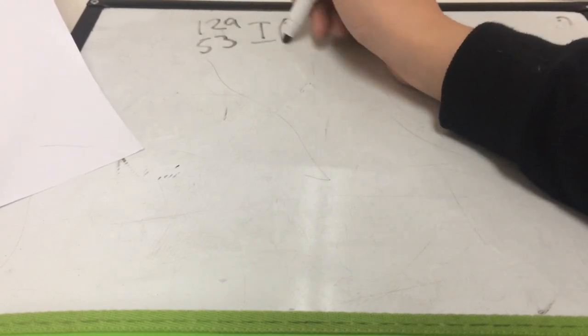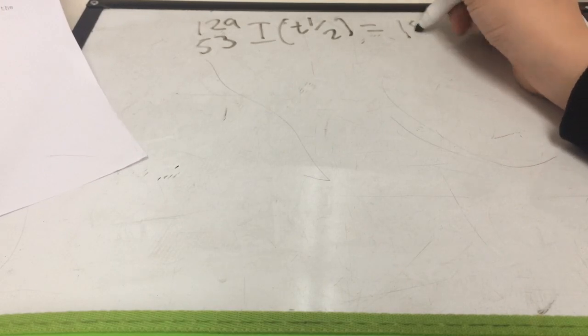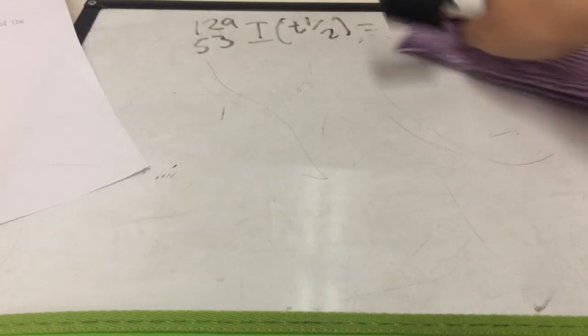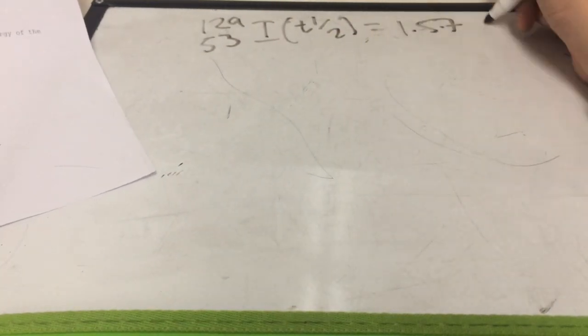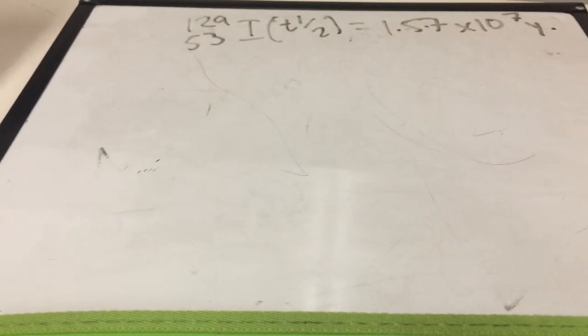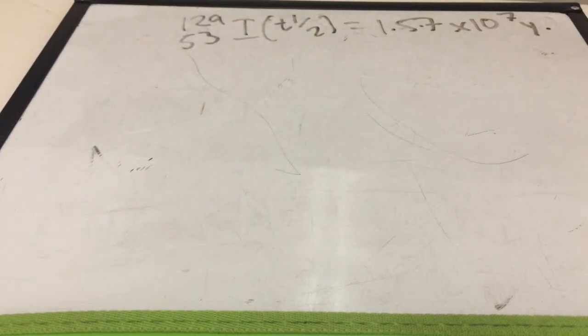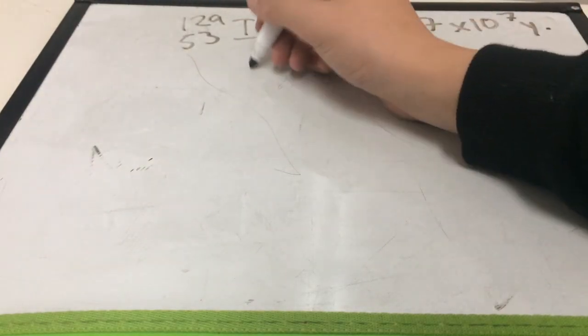So we've been told iodine-129 half-life equals 1.57 times 10 to the power of 7 years, right? So we've been told. So the next step, we've got 8 billion atoms.